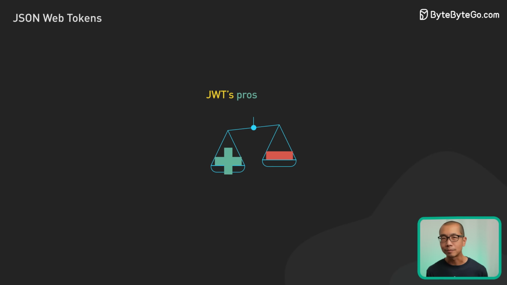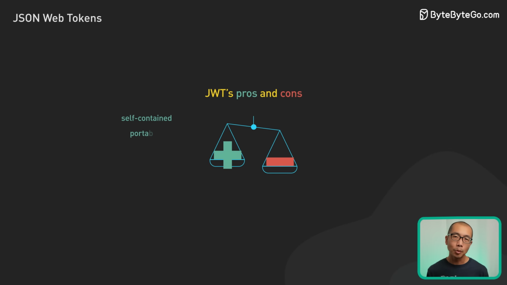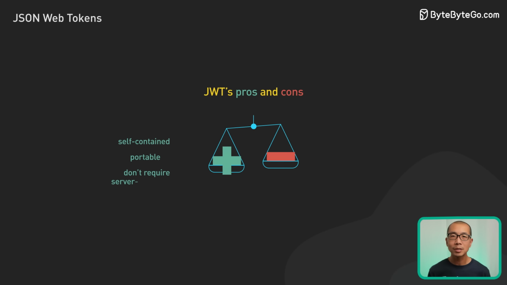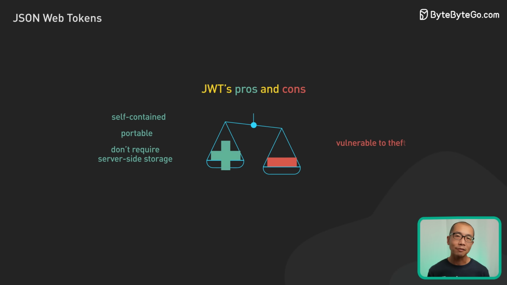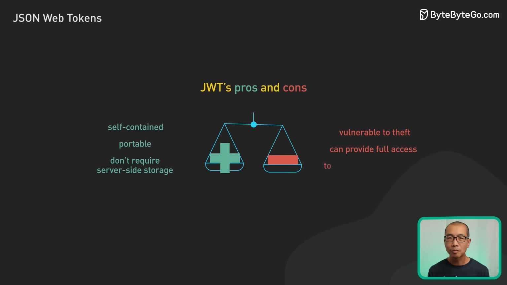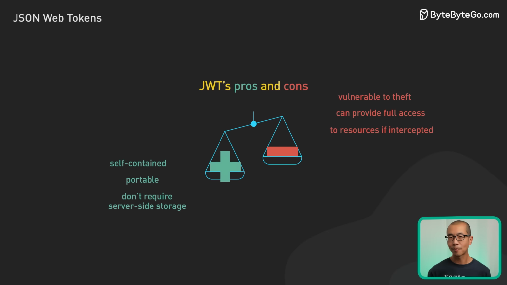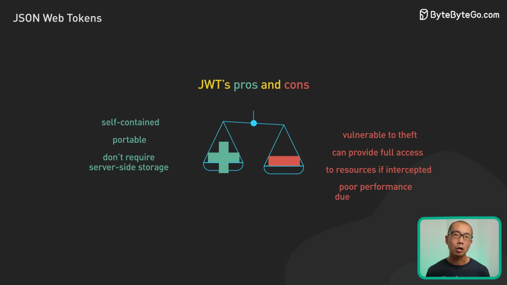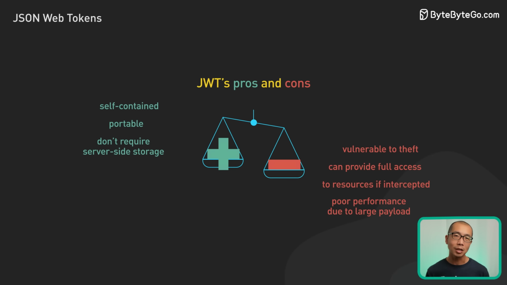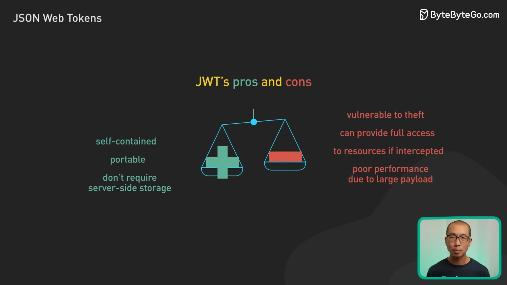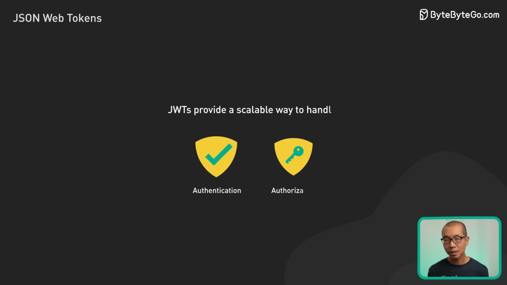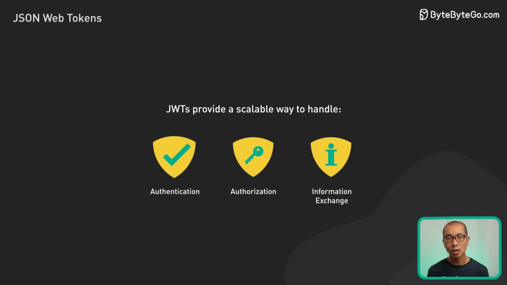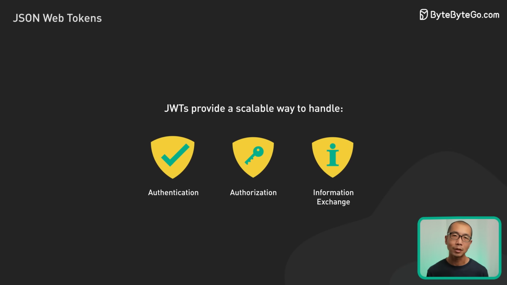The pros are clear. JWTs are self-contained, portable, and don't require server-side storage. On the downside, JWTs can be vulnerable to theft and, if intercepted, can provide full access to resources. The payload can also get quite large if too much information is included, which can affect performance. Overall, JWTs provide a scalable way to handle authentication, authorization, and information exchange if implemented carefully.